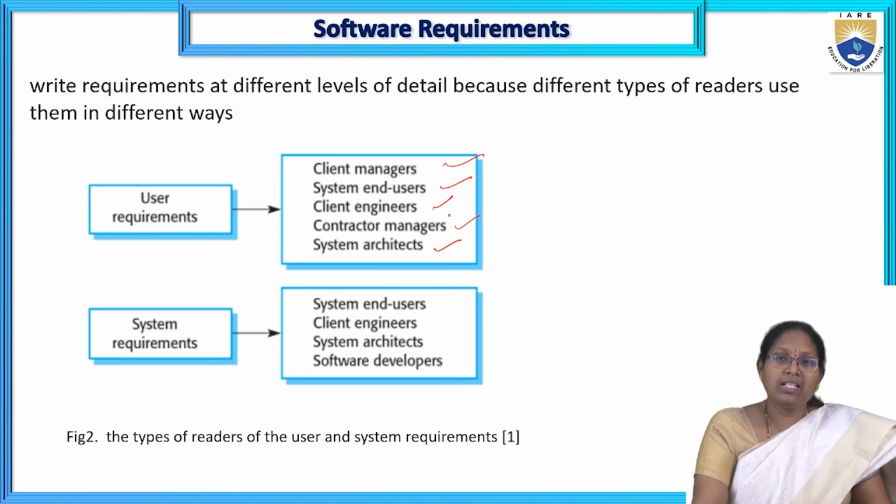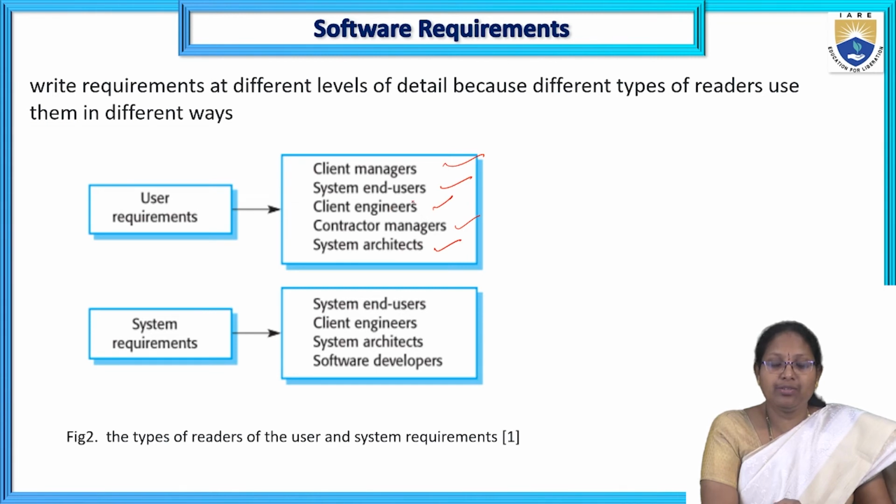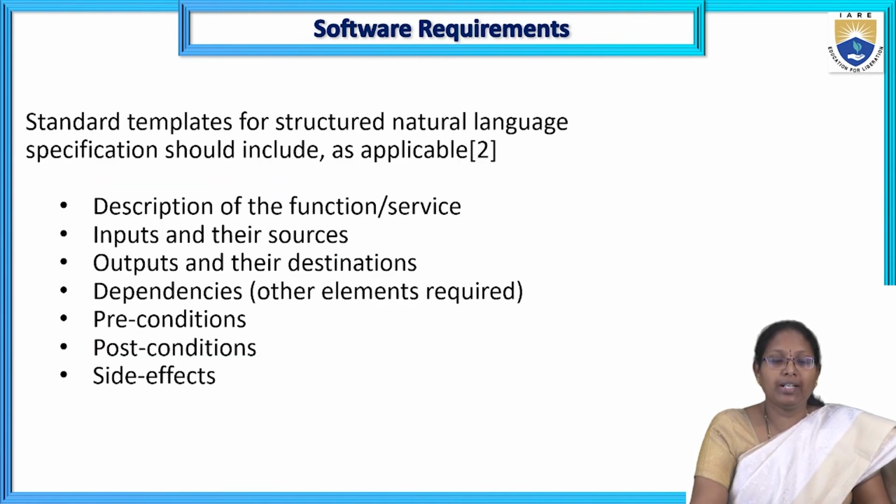Once the requirements are defined, the user requirements are specified in the requirements documents. Those can be read by client managers, system end users, client engineers, contractor managers, as well as the system architects. Then the system requirements are used by the system end users, client engineers, system architects, and software developers. So those people use the system requirements as well as the user requirements.